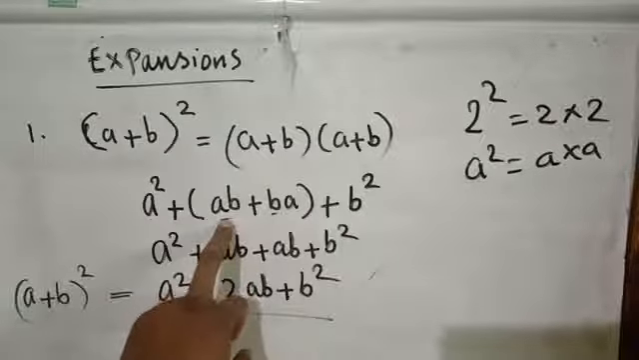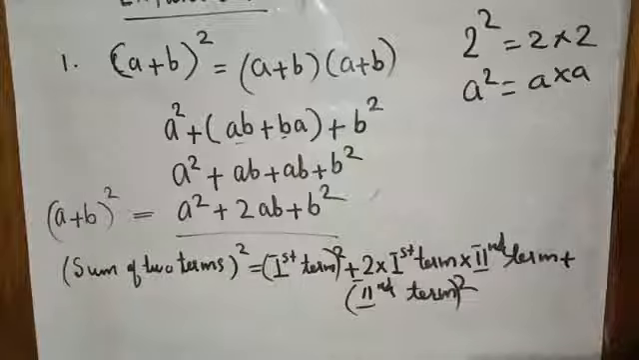Second term square. This is the method. Sum of 2 terms the whole square is equal to first term square plus 2 into first term into second term plus second term the whole square. That is, a plus b the whole square is equal to a square plus 2ab plus b square. Very, very, very important.